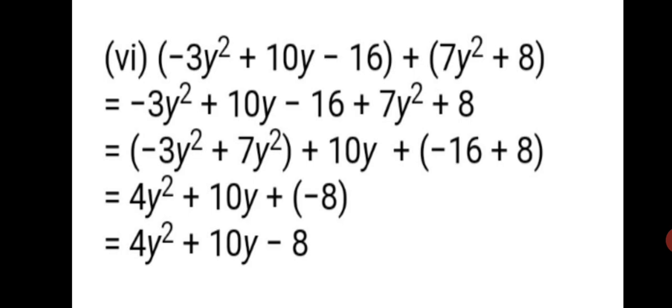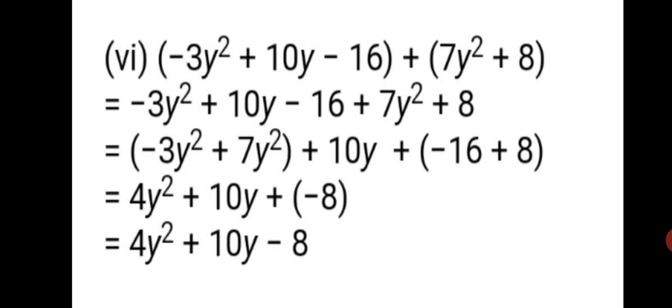Sixth sum, minus 3y square plus 10y minus 16 in first bracket plus 7y square plus 8 in second bracket. Okay, so now here we open the brackets first and then group the like terms together. Minus 3y square plus 7y square is our like terms, so first bracket, plus next number you see is 10y. 10y has nothing to pair with, so keep it as it is. Plus minus 16 plus 8 in another bracket.